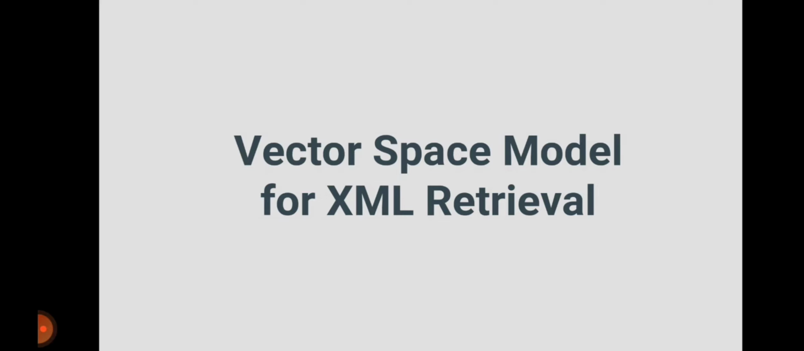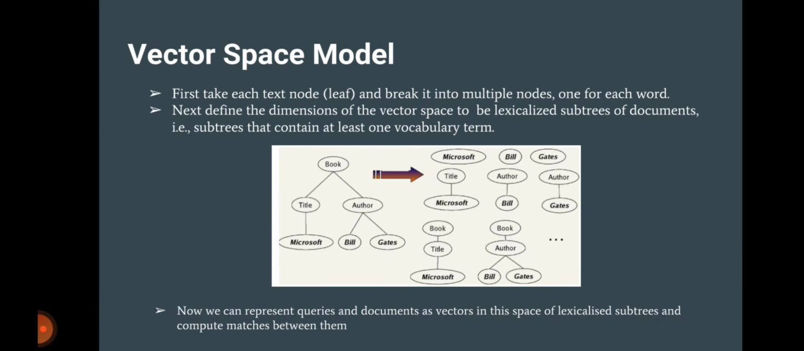Now we will move into the vector space model for XML retrieval. The vector space model basically represents everything as a vector in some high dimensional space. In XML retrieval, first we take each leaf node, which means a text, and break it into multiple nodes. For example, here in this figure we can see we have split Bill Gates into Bill and Gates.